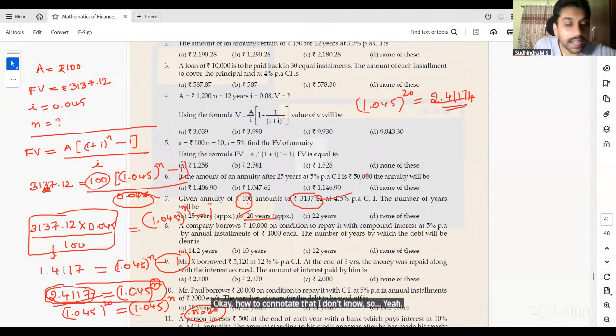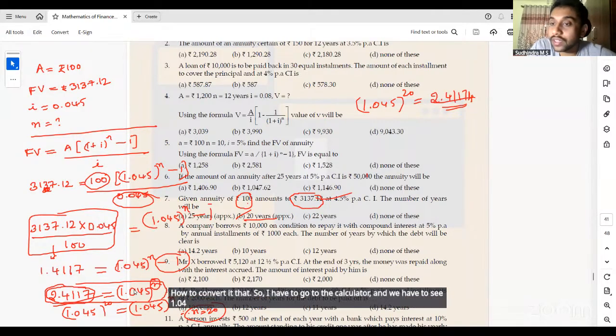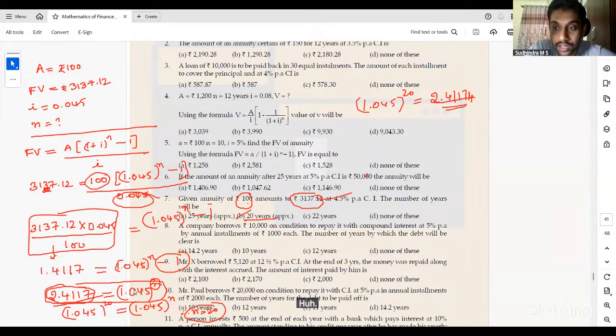So we have to go to the calculator and see 1.045 into 1.045, equals, I get the square, then to the power 4. Likewise, I have to keep on multiplying it till I get 2.4117. That comes at to the power 20. Okay, sir. Thank you.